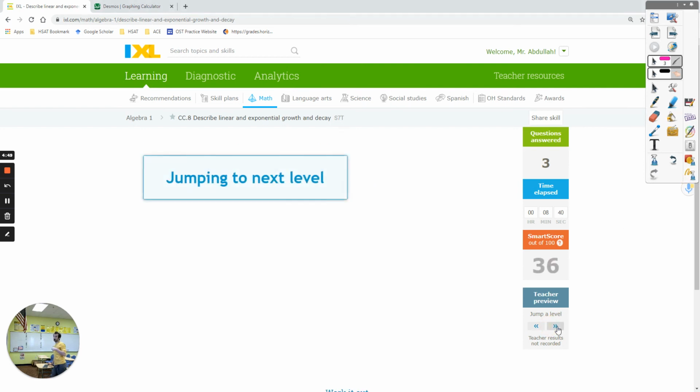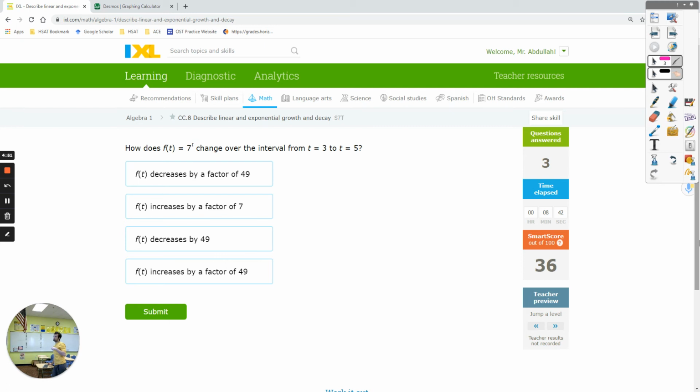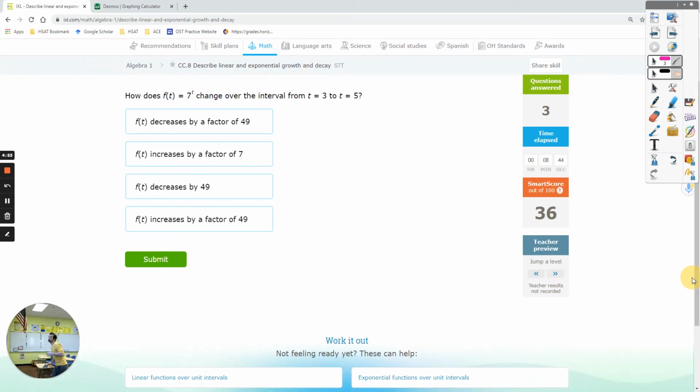Let's just talk about exponentials. We have an exponential function because we have a base of 7, the exponent is t. So when we change that exponent from 3 to 5, what happens? That is the question. So let's just rewrite. When you don't have a graph, you should work with the equation you have.